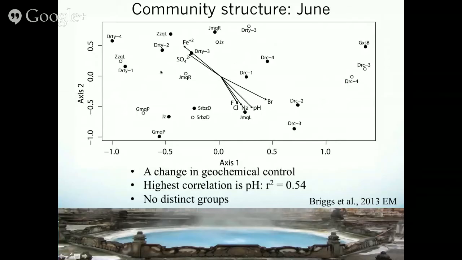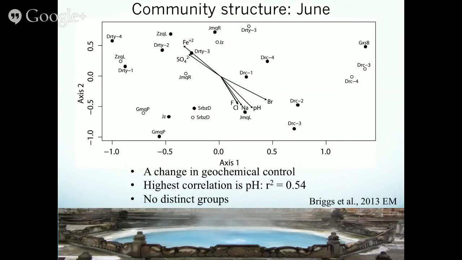It was very hard to actually pull these out of there. And we're actually seeing a little difference in the geochemical control, or at least the ones that are correlated to this community. Temperature is no longer significantly correlated. In fact, pH becomes a significant correlation with an R squared of 0.54. And some of those high temperature acidic sites are found a little bit closer to those other acidic sites in this particular plot. So the community structure is changing.